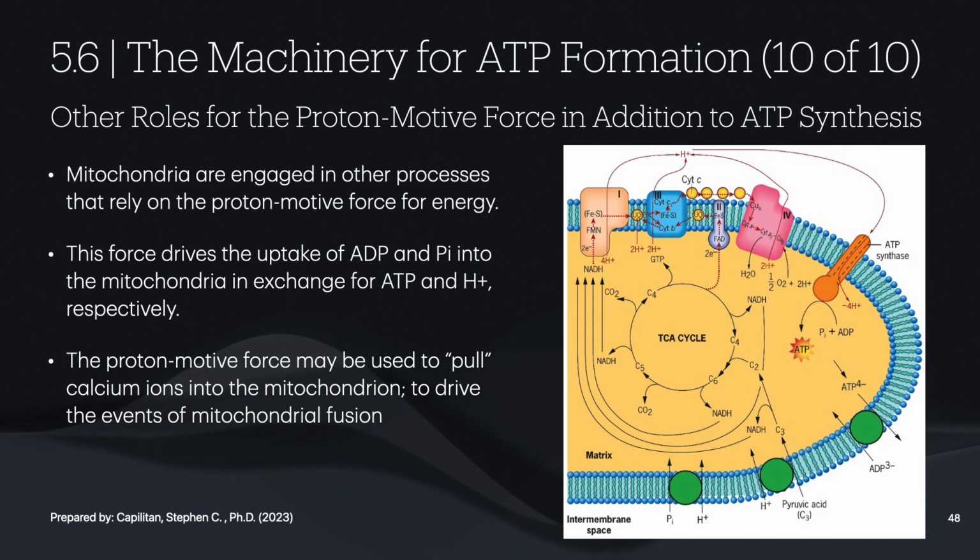Mitochondria are engaged in other processes that rely heavily on the proton motive force for energy. This force drives the uptake of adenosine diphosphate and the phosphate group into the mitochondria in exchange for ATP and hydroxide ions, respectively. The proton motive force may be used to pull calcium ions into the mitochondrion, which will drive the events of what we call mitochondrial fusion. So this is a summary of the major activities during aerobic respiration in the mitochondrion.